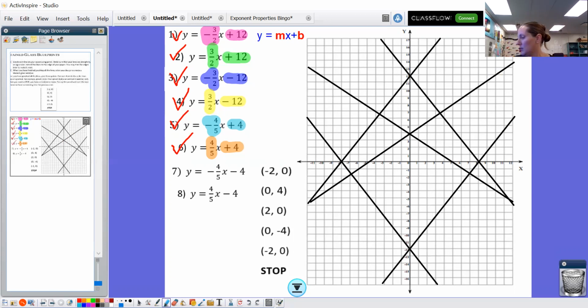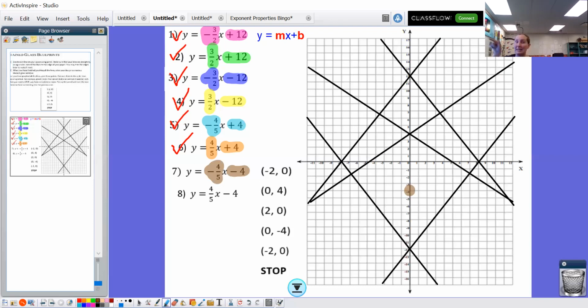How about line number 7? Line number 7, what's the y-intercept? Okay, the y-intercept is negative 4, right? Second question, what's the slope? The slope is -4/5. Is the slope positive or negative? The slope is negative. Okay, so we're going to graph -4 first, right?